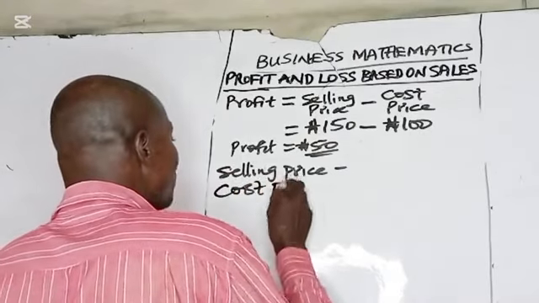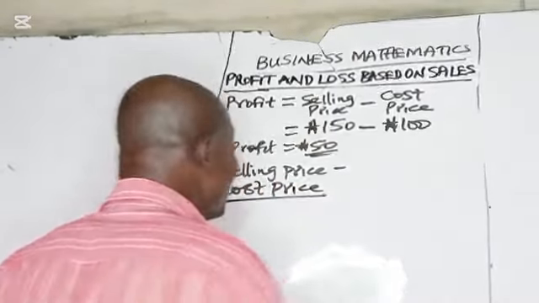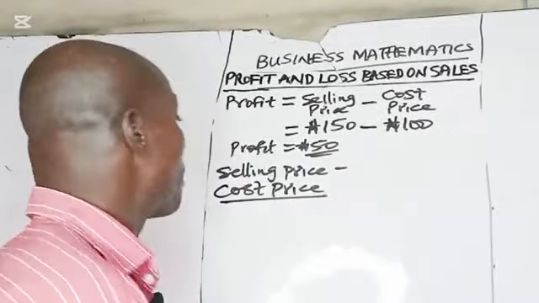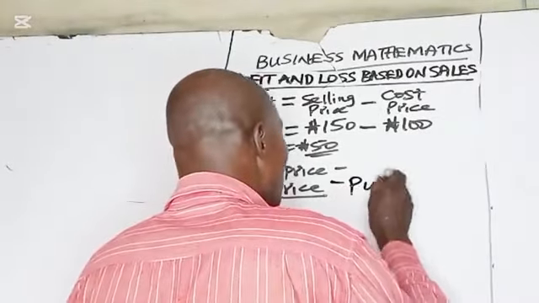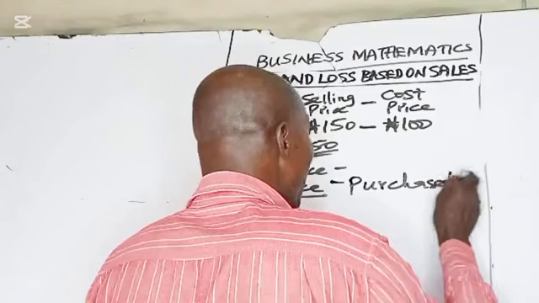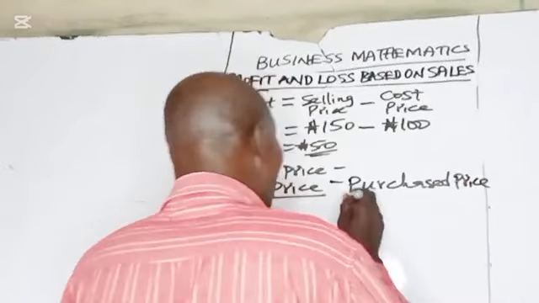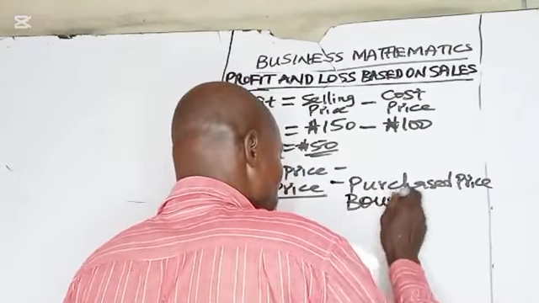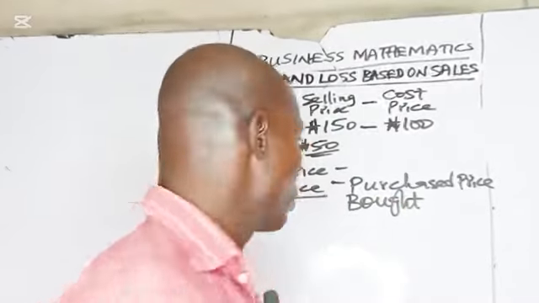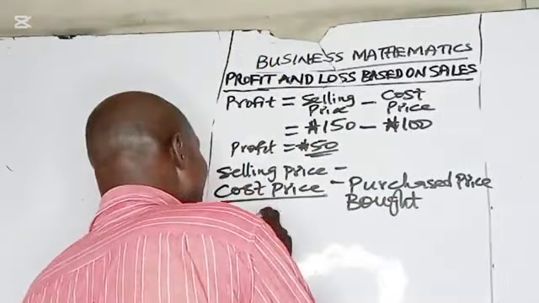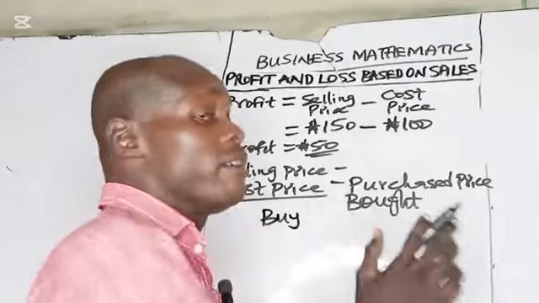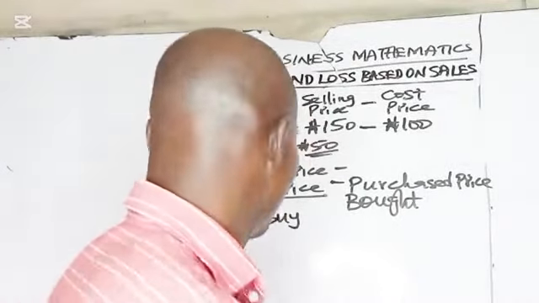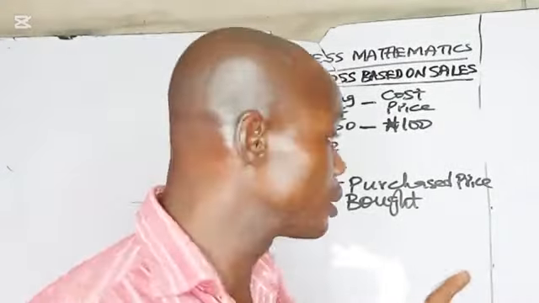Then cost price. Cost price is the purchase price of an item. That is the amount at which an item was bought. When you buy an item, the amount you pay for the purchase of that item is said to be the cost price of the item. Please take note of that.